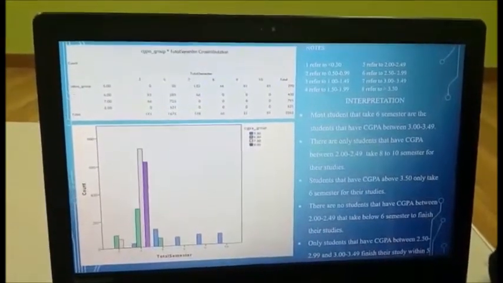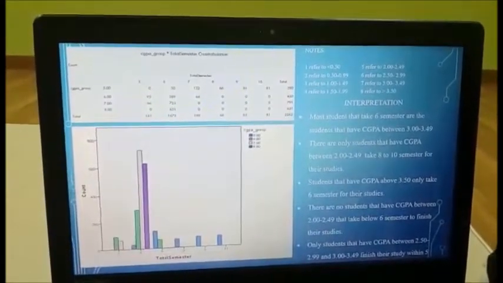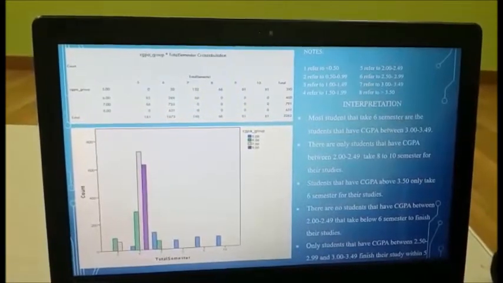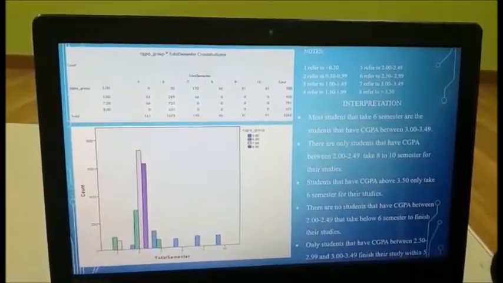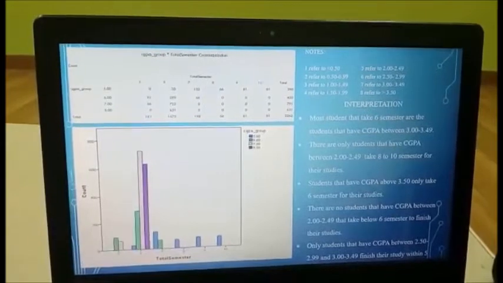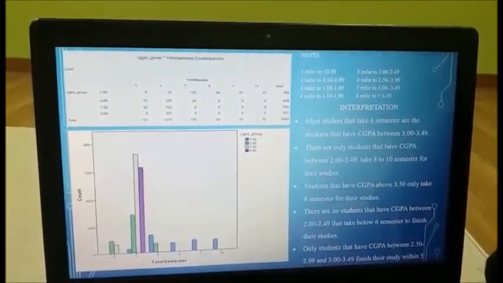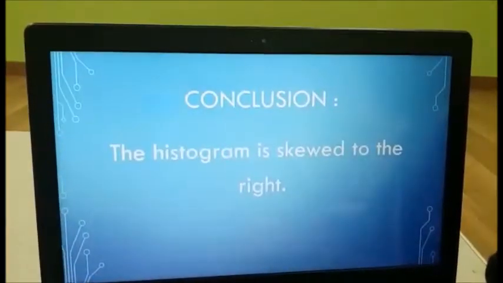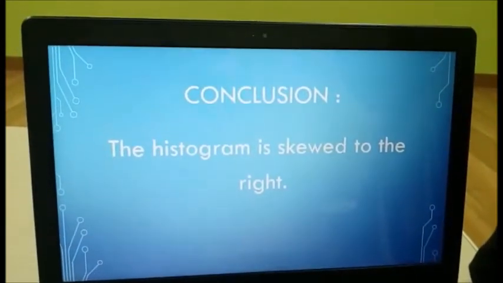Only students that have CGPA between 2.5 until 2.99 and 3.0 until 3.49 finish their study within 5 semesters. Conclusion: the histogram is skewed to the right.